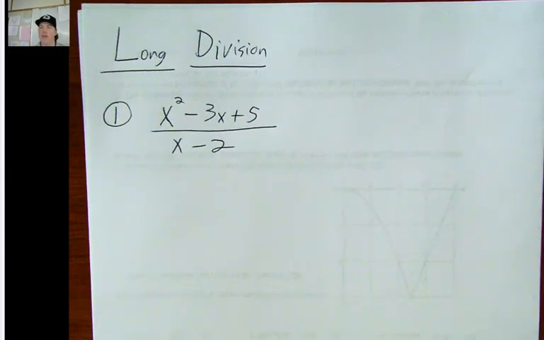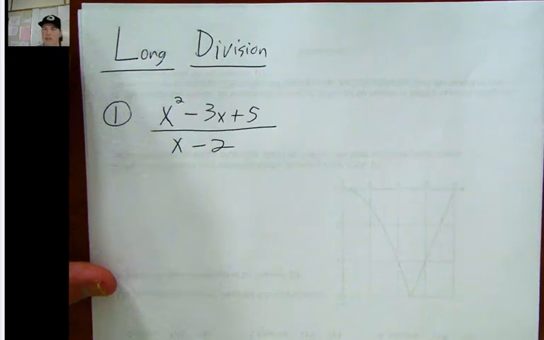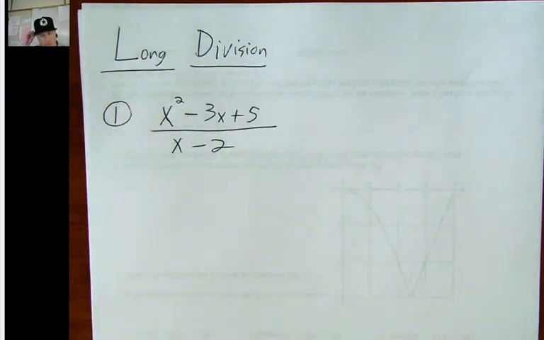Alright, long division. We're going to divide x squared minus 3x plus 5 divided by x minus 2. This is the same example that I did in class at the beginning of class on Friday. So you might not need this example.